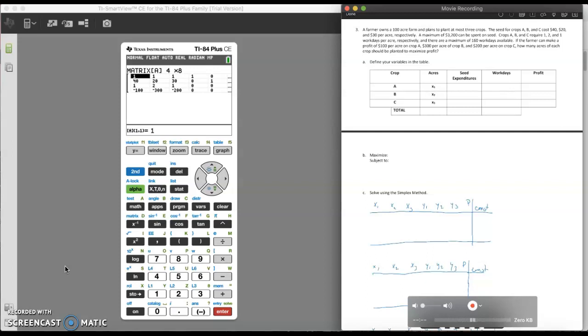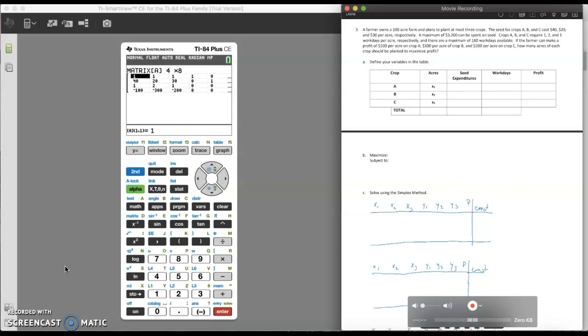Crops A, B, and C require 1, 2, and 1 work day per acre respectively, with a maximum of 160 workdays available. And it says if the farmer can make a profit of $100 per acre on crop A, $300 per acre for crop B, and $200 per acre for crop C, how many acres of each crop should be planted to maximize his profit?